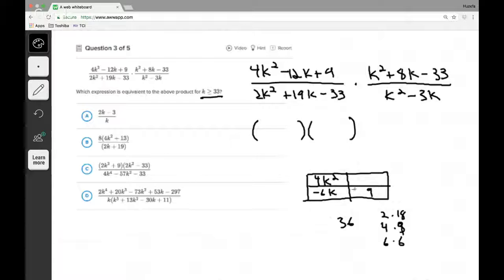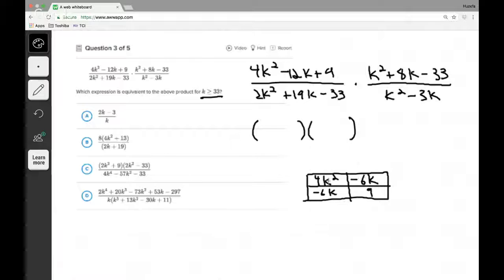Okay, what did I just do? I figured out what multiplied to 36 and adds to negative 12, and it's negative 6. So now with the box method, we found these middle terms here. Why does this help? Let me show you how this works. Now we factor in this box.